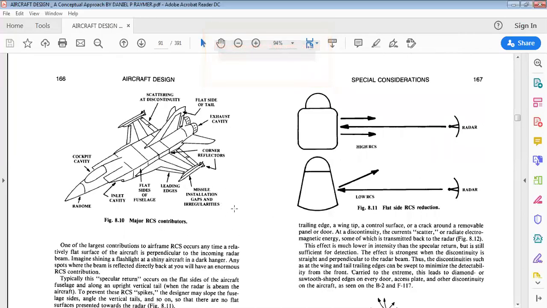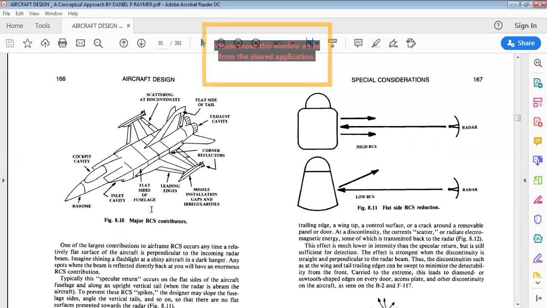And also we have the major RCS contributors. You can see the different types: cockpit cavity and radome, inlet cavity, flat sides of the fuselage, leading edges, and we can see the missile installation gaps and irregularities, corner reflectors, exhaust cavity, flat side of the tail, and scattering from discontinuities. So this is how it is.